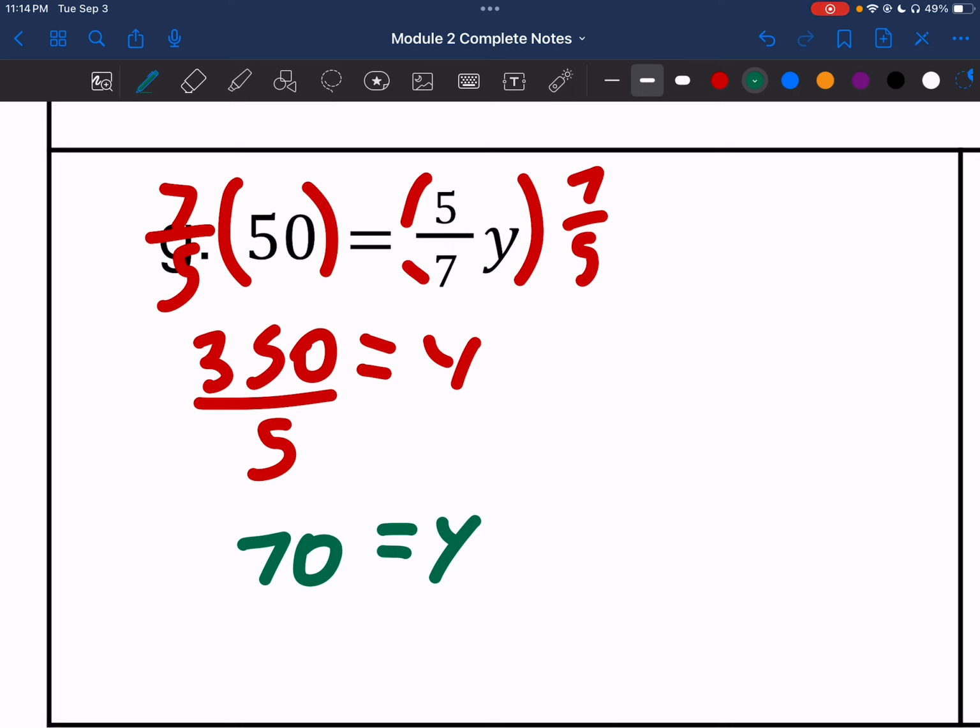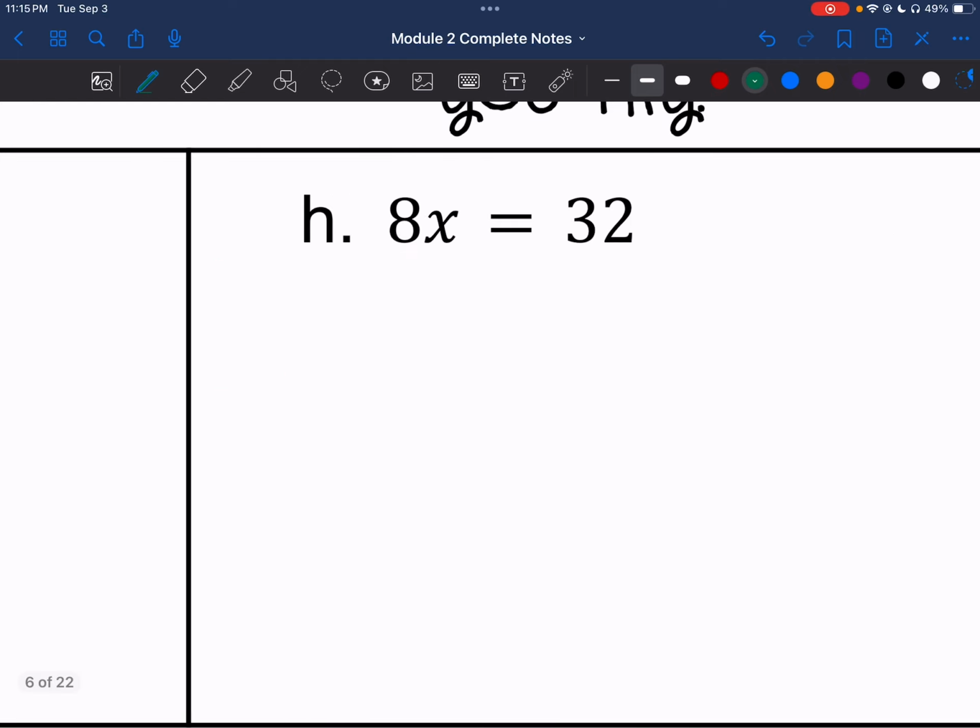And I could look at that at the original. Well, 50 divided by 5 is 10. 10 times 7 is 70. So you can do some of that math in your head as you go and simplify a little bit. That is helpful to you.